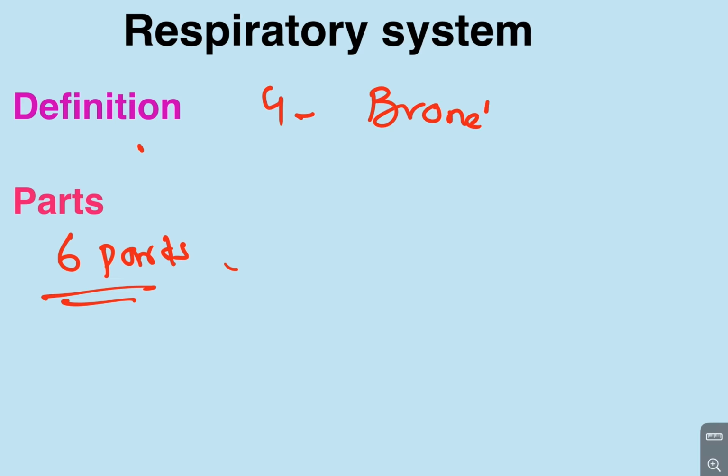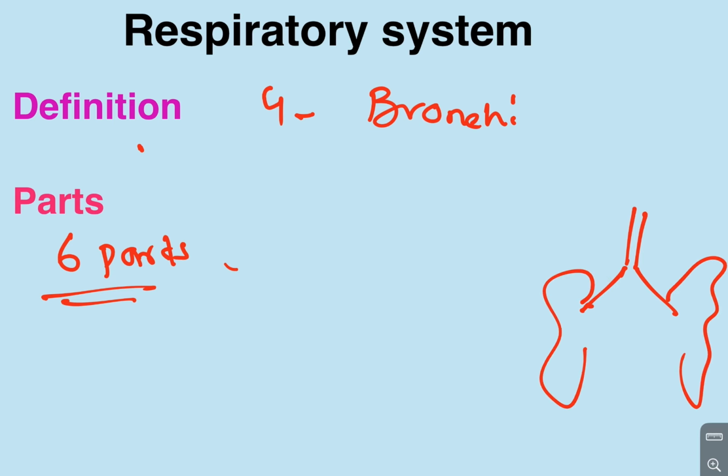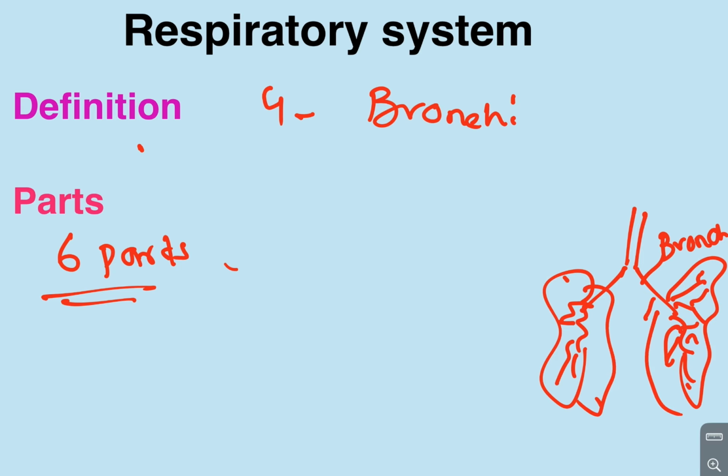Next, the fourth part is the bronchi. Like I told you, the trachea, which is the windpipe, branches into two branches, left and right lungs. This left and right branch is called bronchi, and then these bronchi further branch into numerous more branches inside your lungs, and these are called bronchioles. So we can combine them as bronchi and bronchioles.